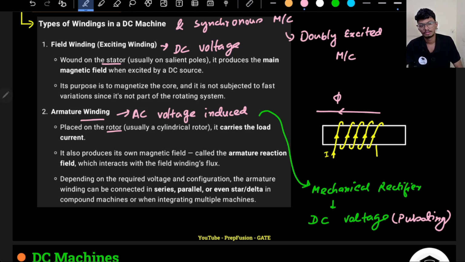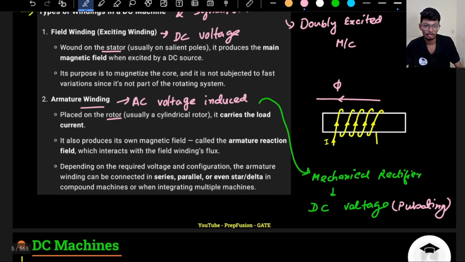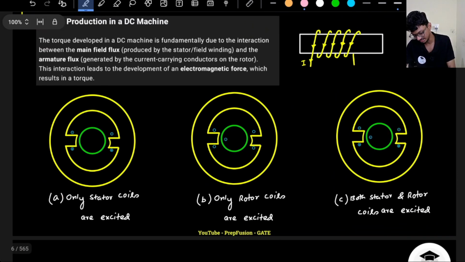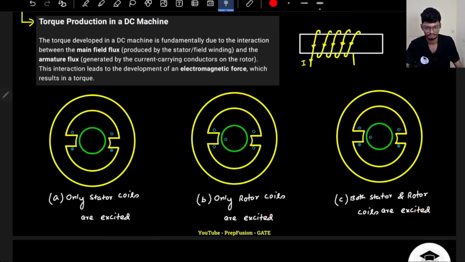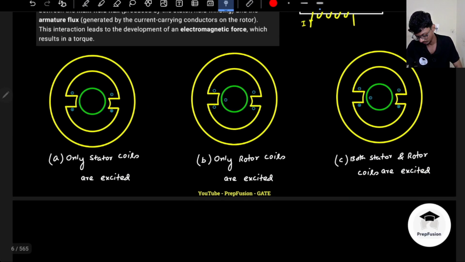Now let's discuss the torque production, right? How torque is produced basically. How a torque is produced, we will discuss that. So I have these three cases and we will try to decode these three cases one by one.